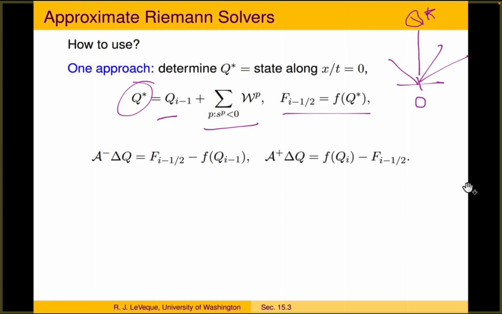Or if you wanted to rewrite it in fluctuation form, you could define the left-going fluctuation to be the difference between that interface flux and F in the cell on the left, and the right-going fluctuation to be the difference between F in the cell on the right and the interface flux. Same way we did when we looked at Godunov's method for a scalar problem, for example.